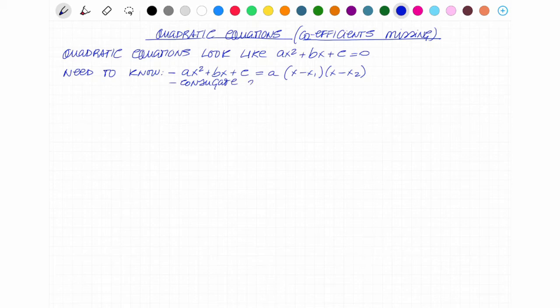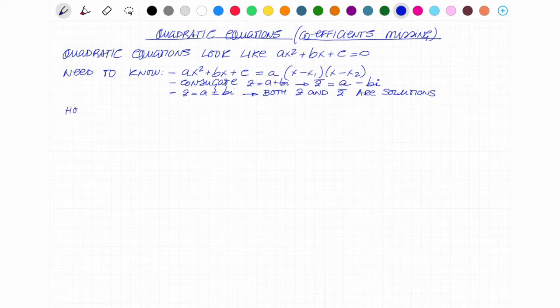Then I need to know what a conjugate is. So remember, if I've got a complex number, the conjugate is the same real part and the opposite of the imaginary. And then remember that from the quadratic formula, that means that both the number and the conjugate are solutions when you're working with quadratics. Now all of that allows you to solve.